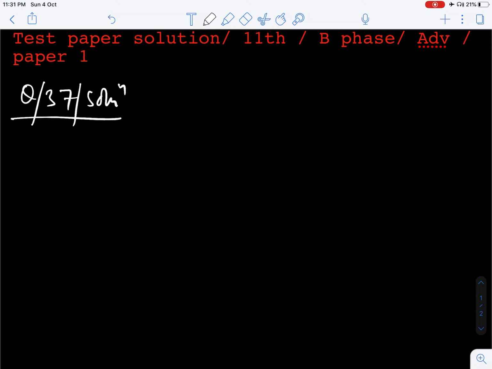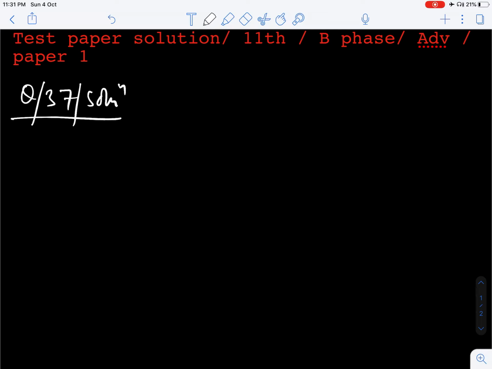So in the first question, that is question number 37, the first question of chemistry, we have to find the average molar mass. Average molar mass means total mass divided by total moles. Total mass ratio is given 3:2, so it will be 3 plus 2 divided by total moles.